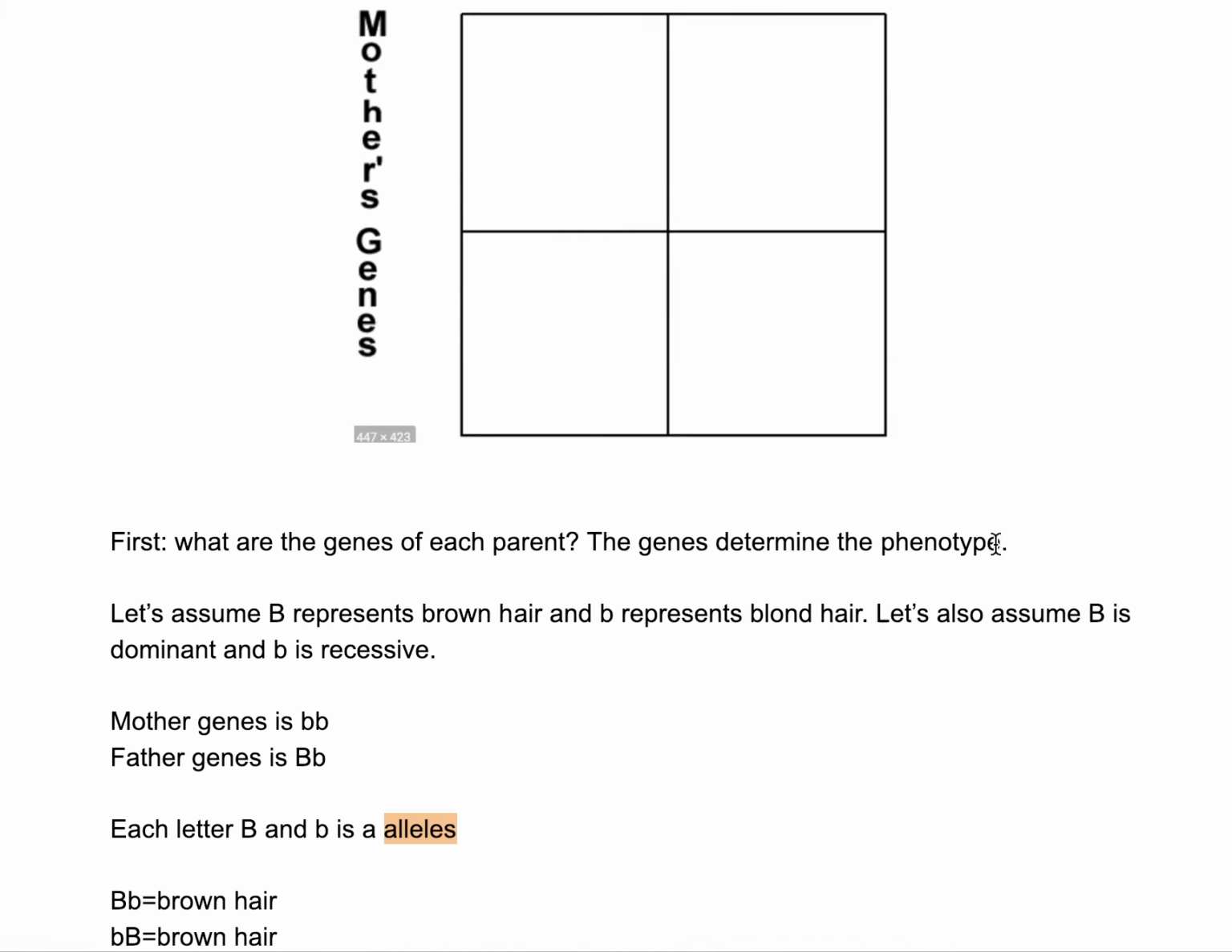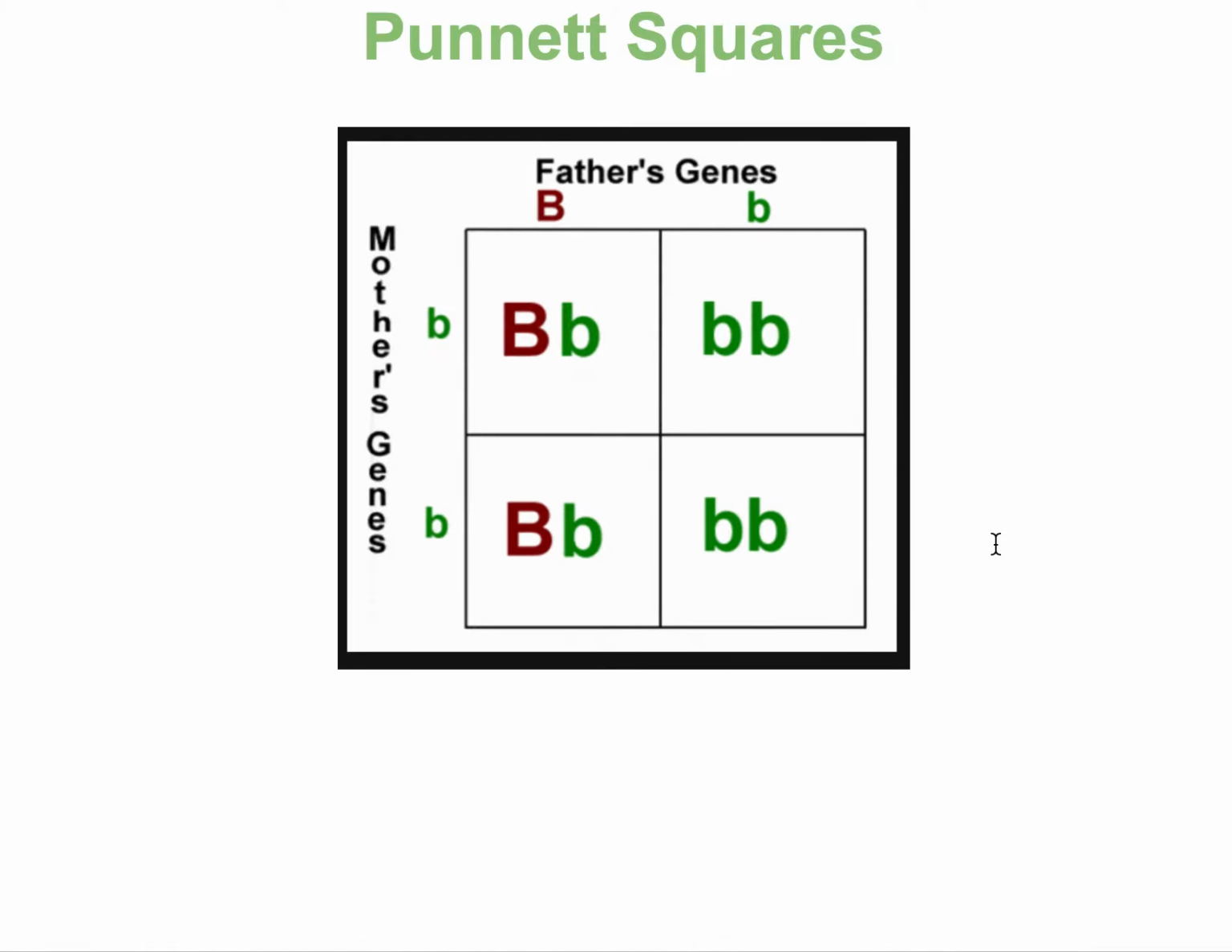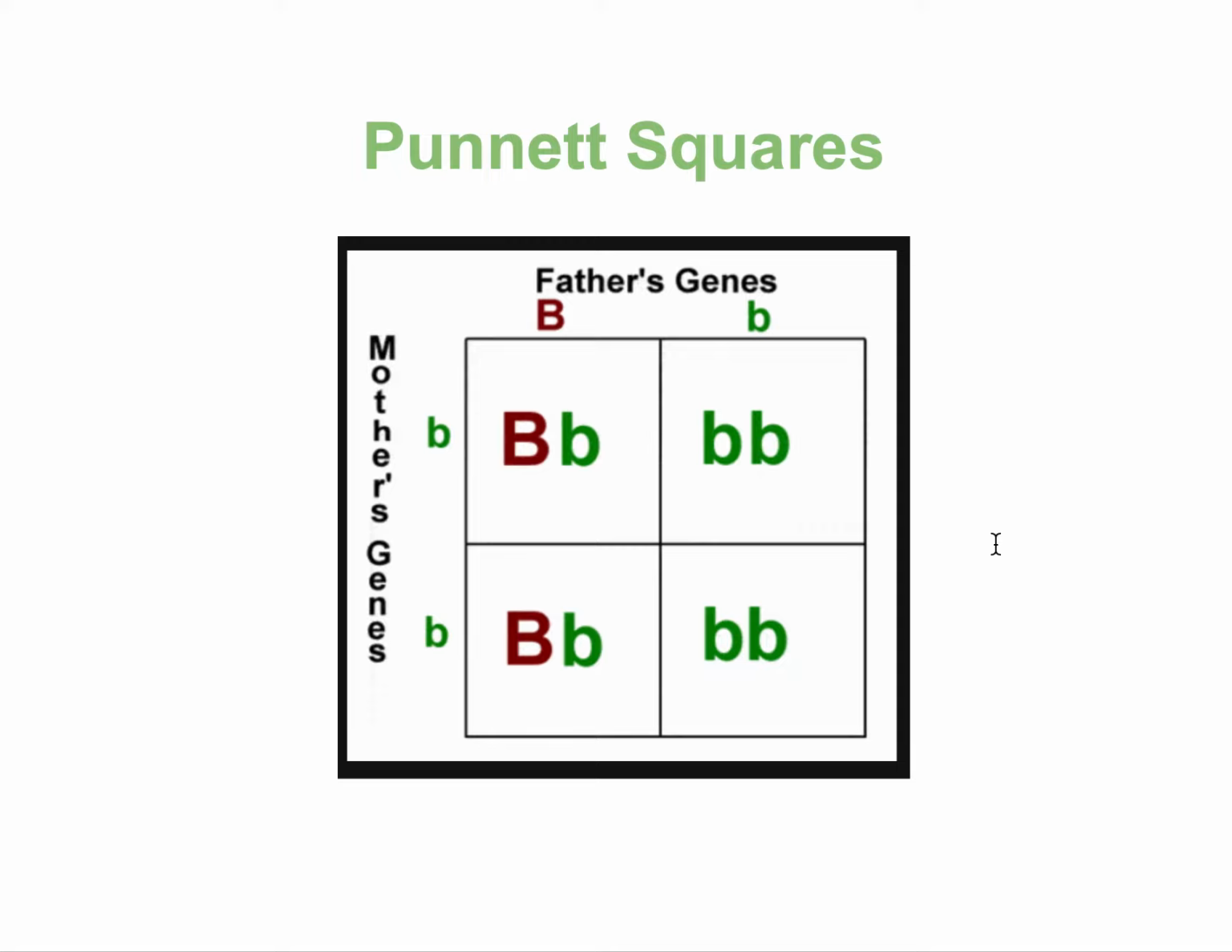So let's look at the Punnett square that I had up at the beginning, and notice that that's how it's constructed. Uppercase B right here from the dad, lowercase b from the mom. Same thing here, uppercase B from the dad, lowercase b from the mom, and then lowercase b from the dad, lowercase b from the mom, lowercase b from the dad, lowercase b from the mom.